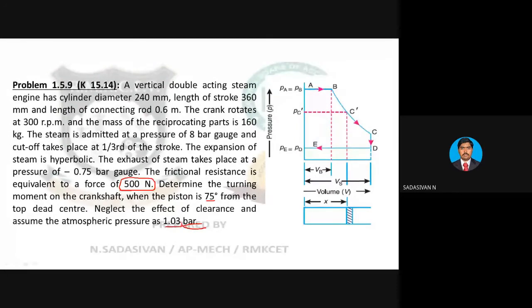So you have to write all these pressures in terms of Pascal, Newton per meter square. 1 bar is equal to 1 into 10 power 5 Newton per meter square. Okay, that is a standard conversion. Remember that. So look into this PV diagram: A, B, C, D. This C dash represents your theta equal to 75 degree position. From B to C, this is a power stroke. So in the power stroke, at your position theta equal to 75 degree, you are going to find out the turning moment of the crankshaft. This turning moment keeps varying with theta. So at 75, you have to find the turning moment.